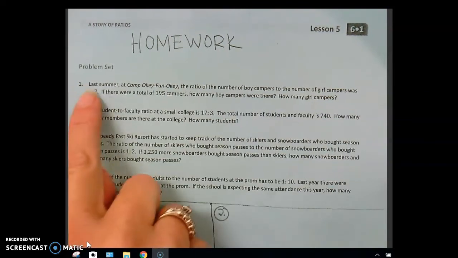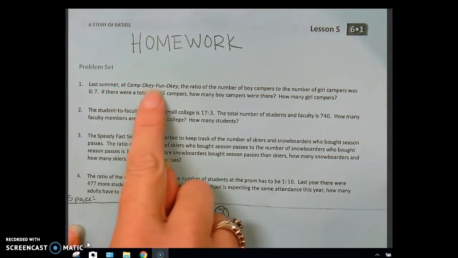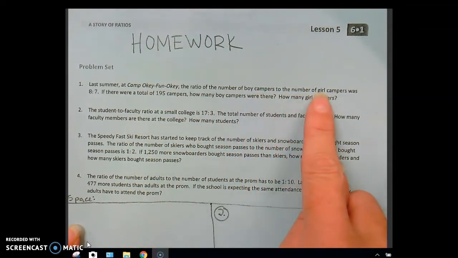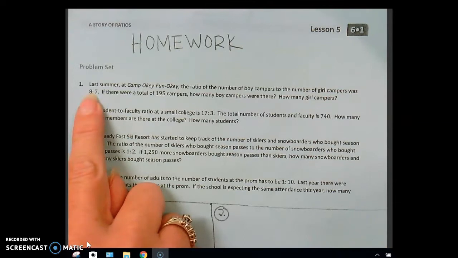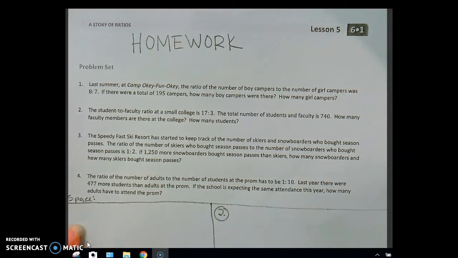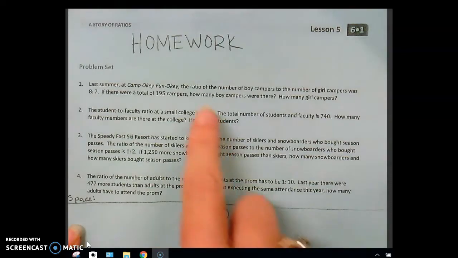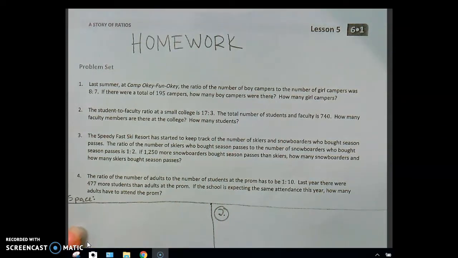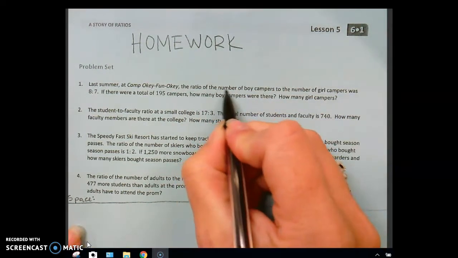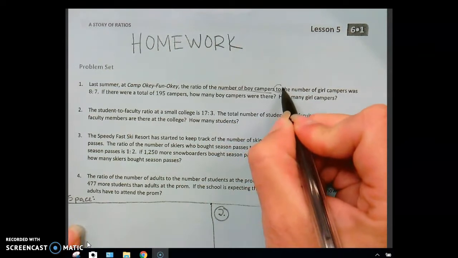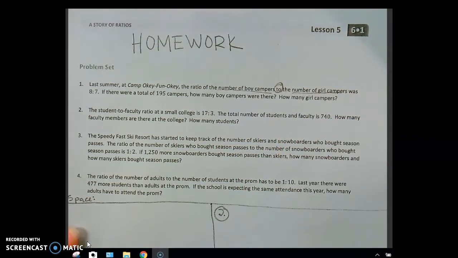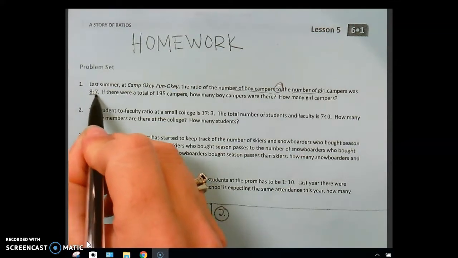So we have number 1. It says, last summer at Camp Okie Fun Okie, the ratio of the number of boy campers to the number of girl campers was 8-7. Right away as I read that, my brain's starting to pick up on things that I've heard of before. So when it says ratio of number of boy campers, I'm thinking, okay, that's the first thing that's mentioned. That's my first number. I see that ratio verbiage of, number of girl campers, so I know that's my second. And then they give me this ratio here.